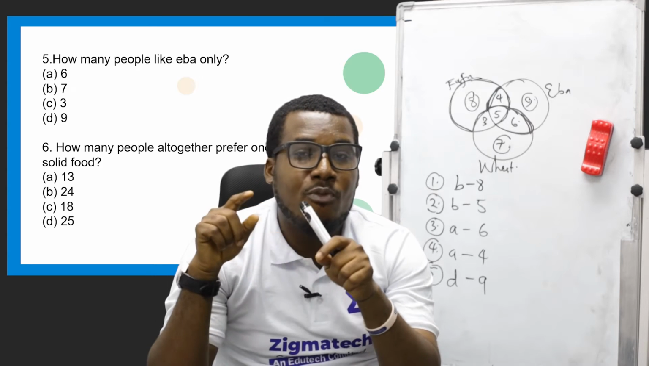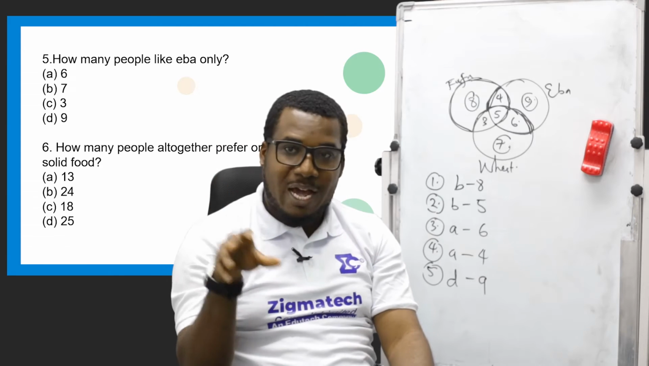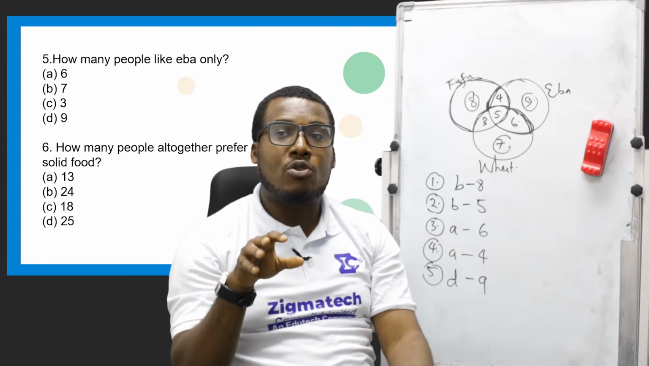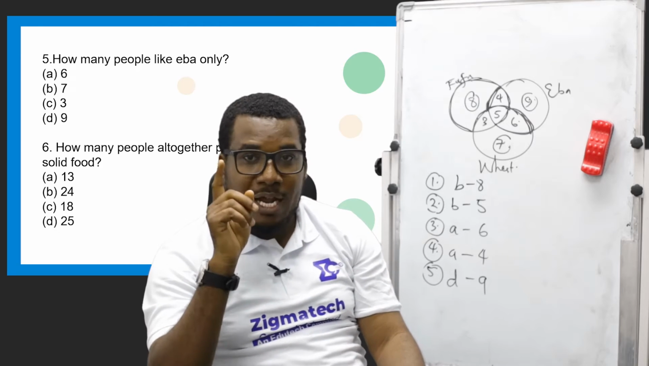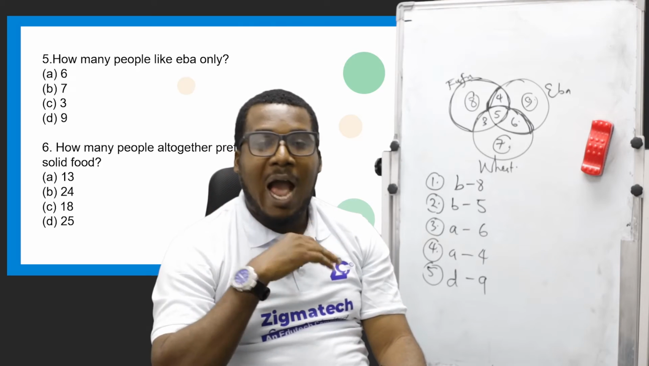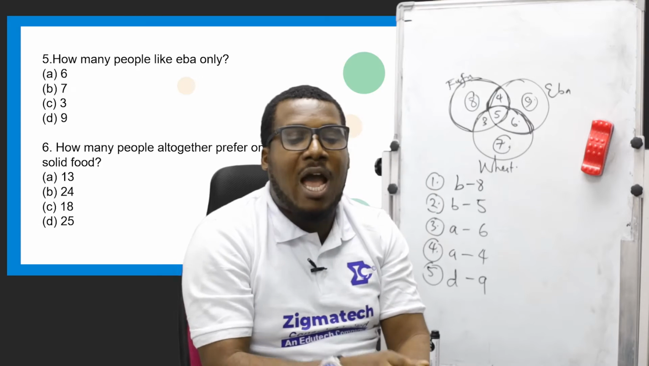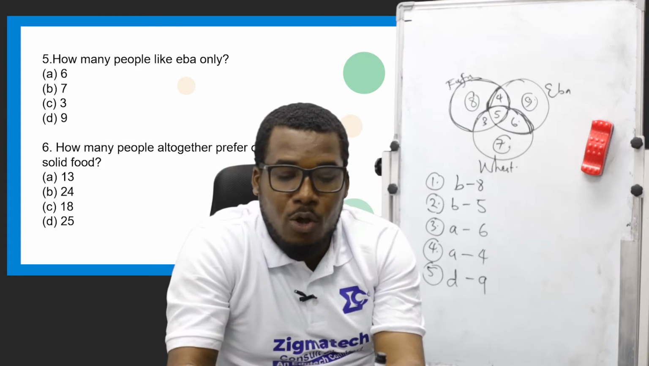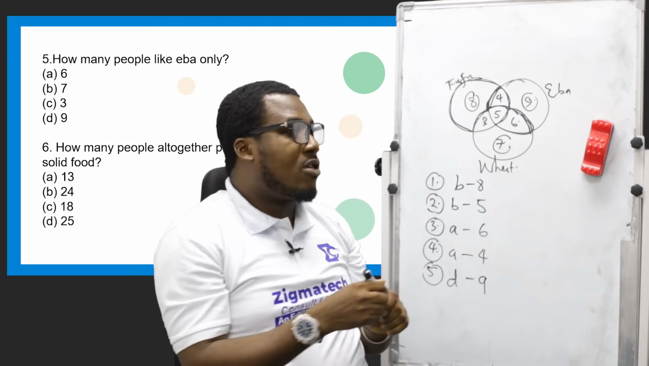Now, they don't mean how many people are there altogether. The keyword is not "are there altogether". It is "altogether prefer one". People that prefer at most one, rather than at least one. I don't want any other one. I want to eat only eba. Those group, the only people. I don't want any other food. I want to eat only fufu. I want to eat only wheat. Those are the people I'm interested in.